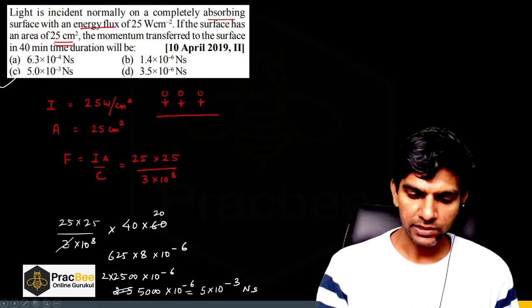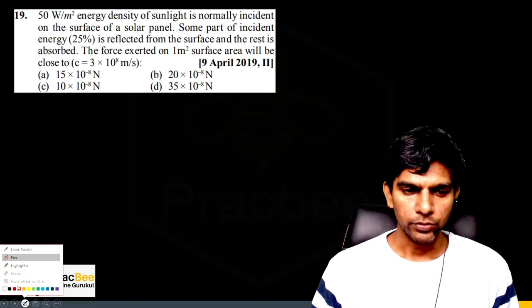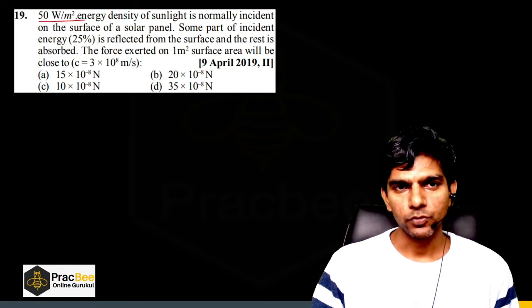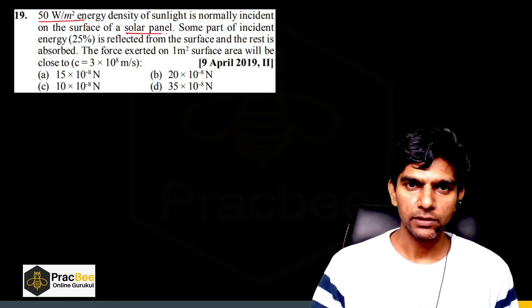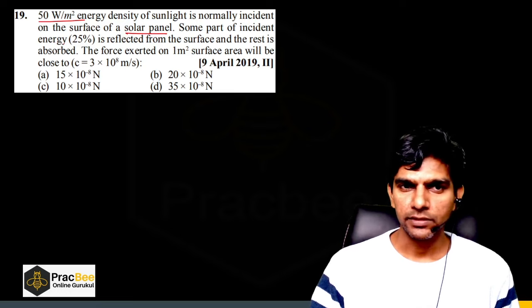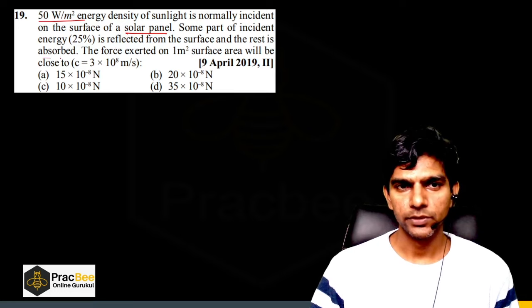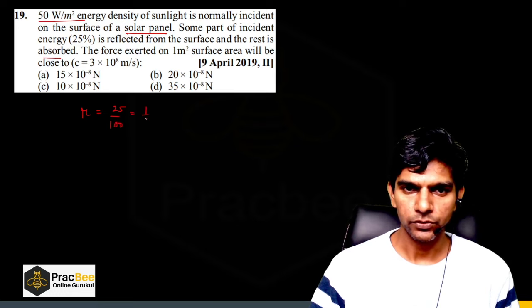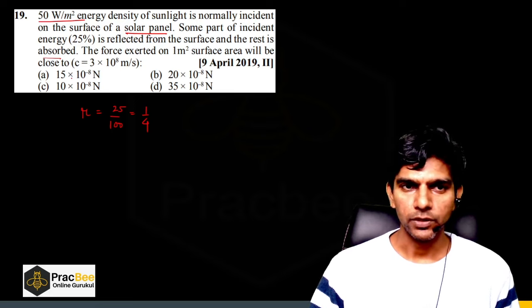So I hope this concept is clear to you. It came in 2019. Now let us see one more important question. 50 watt per square meter energy density of sunlight is normally incident on a surface of solar panel. Some part of the incident energy, that is 25%, is reflected from the surface and the rest is absorbed. So we have given R, and R is 25 by 100, which is nothing but 1 by 4. The force exerted on 1 square meter surface area will be close to.